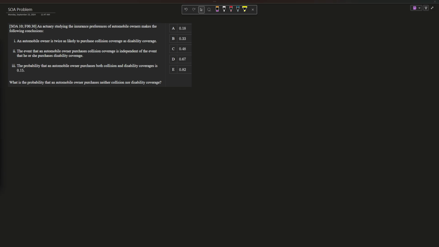In this problem, it states an actuary studying the insurance preferences of automobile owners makes the following conclusions. Let's try to simplify it here on the right-hand side. So one states an automobile owner is twice as likely to purchase collision coverage as disability coverage. So let's have one here. And so twice as likely means that the probability of collision is 2 times the probability of disability.